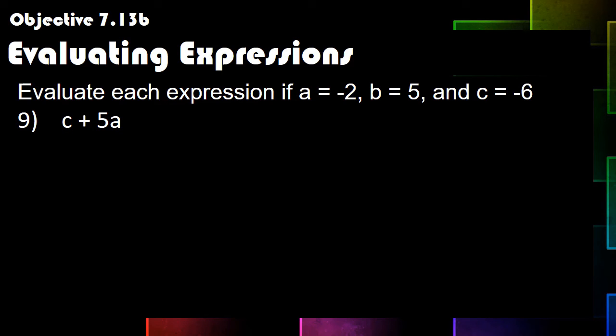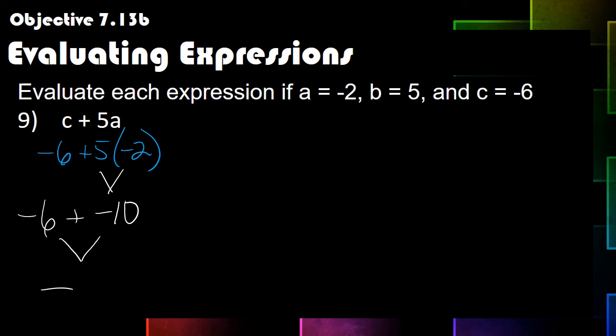Now for question number 9, we have C plus 5A. So we have C is equal to negative 6. Let's go ahead and replace that, plus 5 times negative 2. Order of operations: 5 times negative 2 is a negative 10, plus a negative 6. When we add those together, it is negative 16.